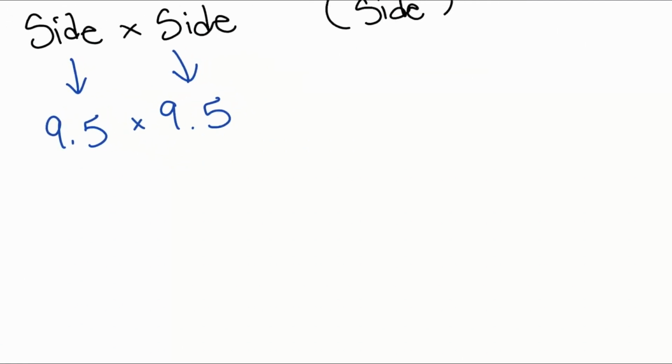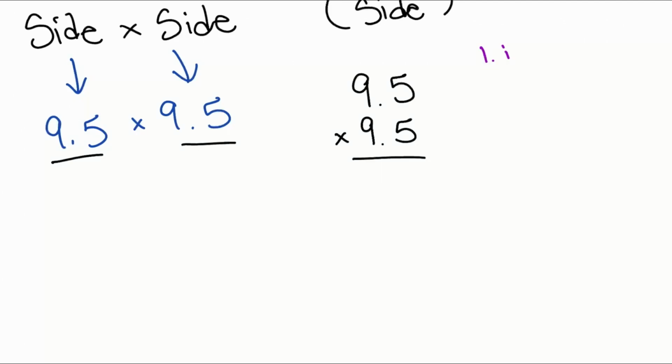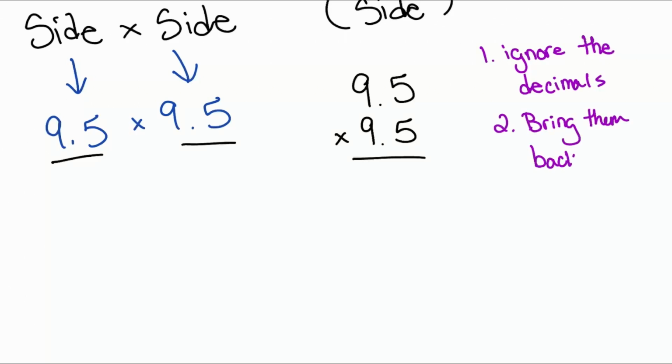But I'm going to remind you that there are rules to multiplying with decimals. So let's write this out over here. 9.5 multiplied by 9.5. Here are the rules for multiplying by decimals. Step 1, we're going to ignore the decimals, and we're going to bring them back at the end.